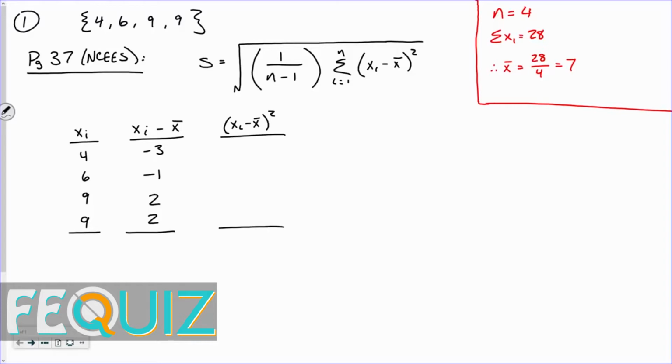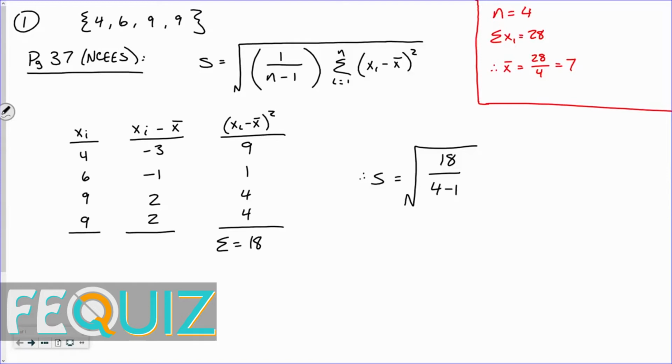Okay, so negative 3 squared, that's 9. Negative 1 squared, that's 1, 4, and 4. Summing those up, 9 plus 1 is 10, that makes 18. So to compute the standard deviation, it's just the square root of 18 over 4 minus 1.